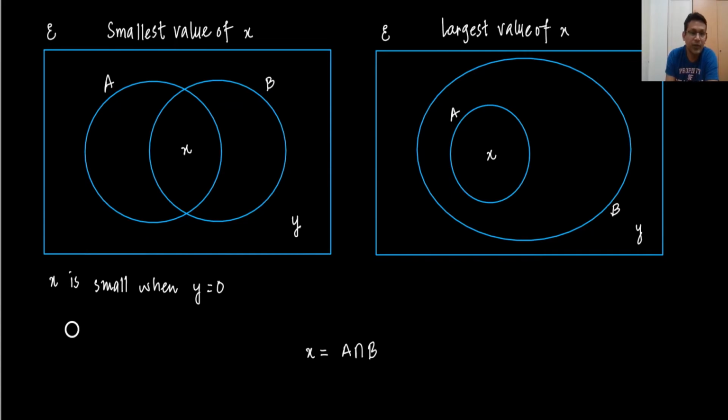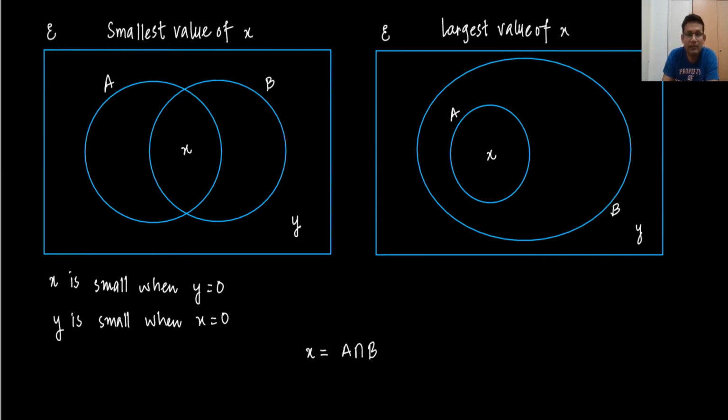So this is fixed, one thing. y is also small when x equals 0. This means I'm talking about these two areas now, not the other two. I will be discussing this area in the next video. So x is very small when y is 0, meaning nothing is outside. This will be the minimum.